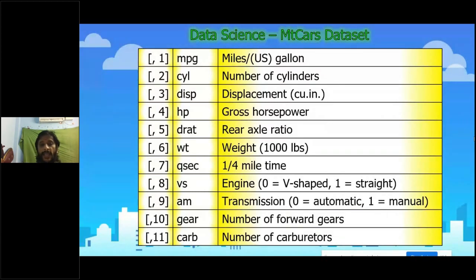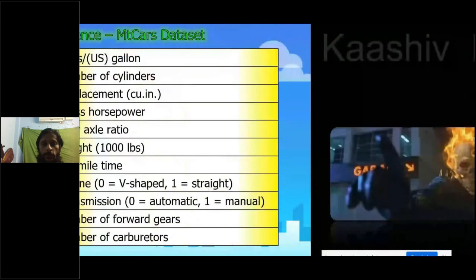Here are the columns available. Miles per gallon, that is MPG. Number of cylinders, CYL. Displacement in cubic inches. Gross horsepower. Rear axle ratio, DRAT. Weight, how much the car weighs. Quarter mile time. Engine, is it a V-shaped engine or a straight engine. Transmission, is it an automatic or a manual transmission. The number of forward gears, and the number of carburetors. So these are the fields for a car. We'll be using these columns to do some processing.